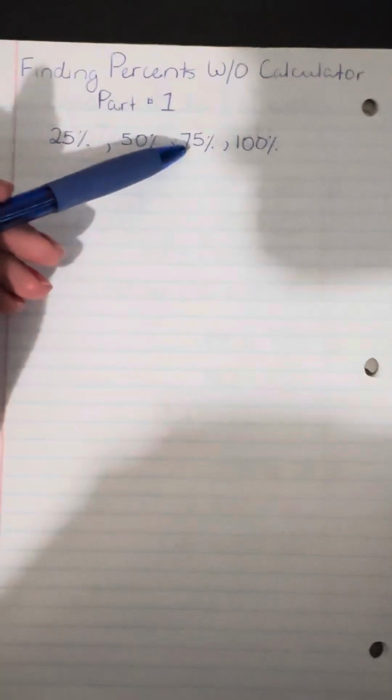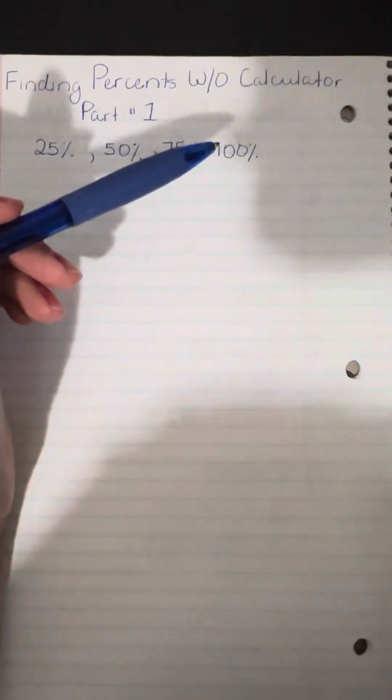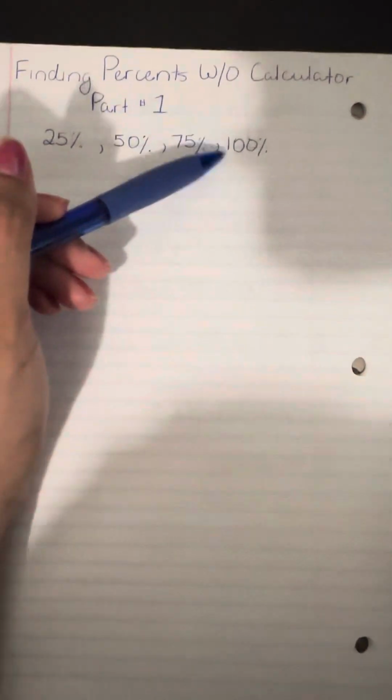Normally, when you're out shopping, you'll notice that when items are on sale, they're either 25% off, 50% off, 75% off, or if the item's not on sale, you're going to pay the full cost of it, which is 100%. So we're going to take 100 and we want to figure out, we'll start with 25%. We want to figure out what's 25% of 100.